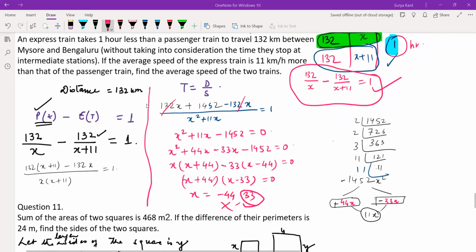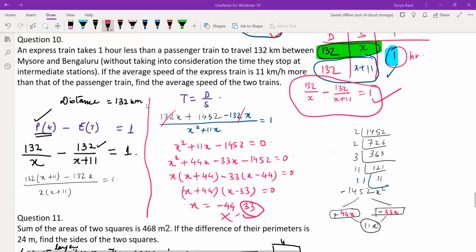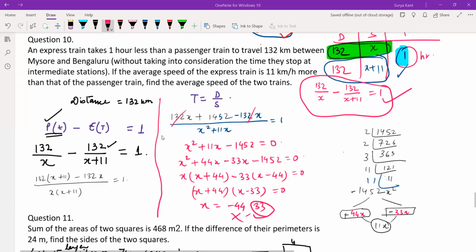So those who have done this, they can do question number 11th. So now question number 11th. We have done this before also, right?